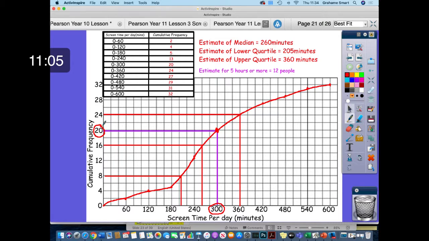but a lot of students would answer 20 there, but it's asking for the number of people that are 5 hours or more. Okay, so what we know is everyone going above this point is either 300 minutes, 360 minutes, 420 minutes, and so on, 480, 540, 600, etc. So these people here. But there are 32 people in total in this class, and you know that because that's the total there. So we need to do 32 subtract 20 to give us an estimate for 5 hours or more is 12 people.